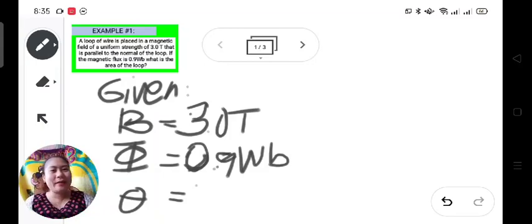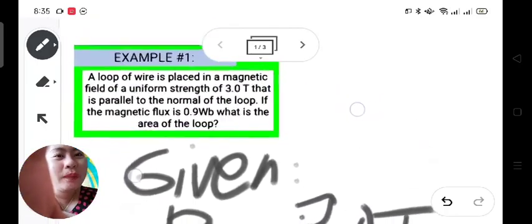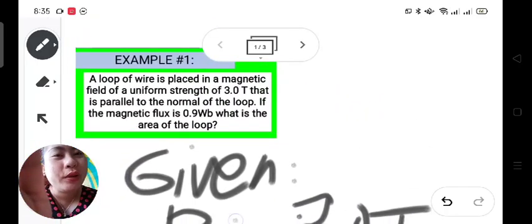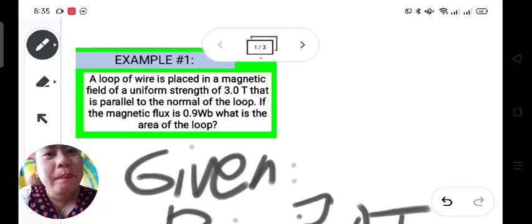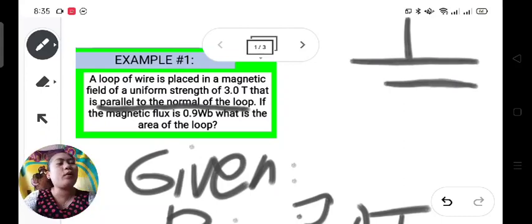Is there an angle? Okay, let's try to look on the given. A loop of wire is placed in magnetic field uniform strength of 3 Tesla that is parallel to the normal of the loop. If the magnetic flux is 0.9 Weber, what is the area of the loop? So our consideration in this problem to determine the angle is parallel to the normal of the loop. For example, this one is the loop. Sabi niya, parallel to the loop.